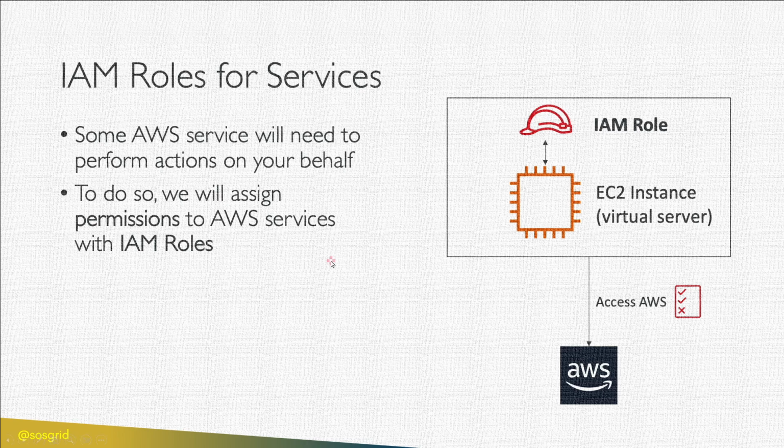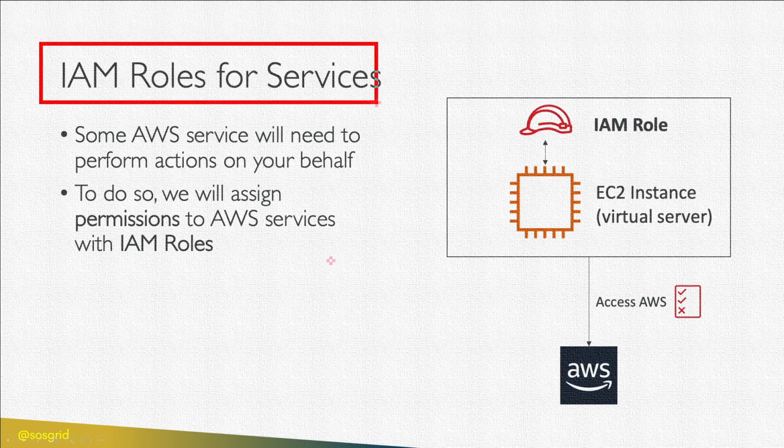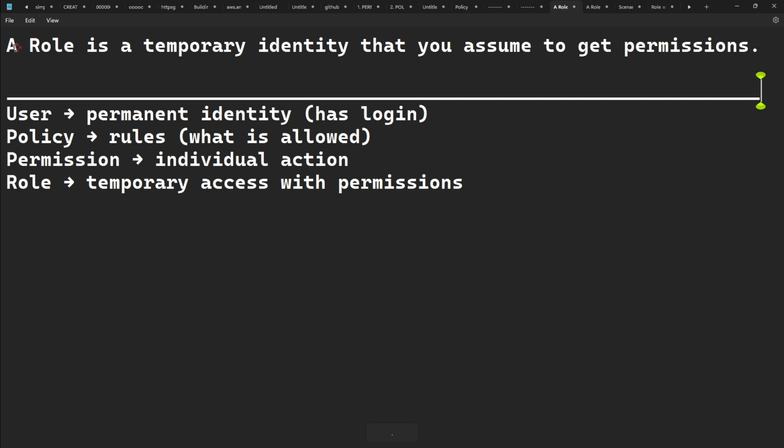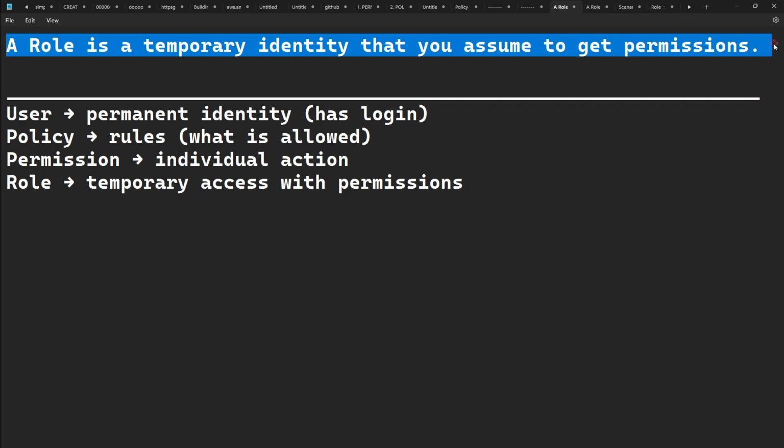Okay, so let's talk about IAM roles in AWS. Now, before I talk about these roles, AWS, in fact, needs some services to perform actions on its behalf. To do so, we usually assign an IAM role. To simplify IAM roles for you, a role is just a temporary identity that you assume to get permissions.